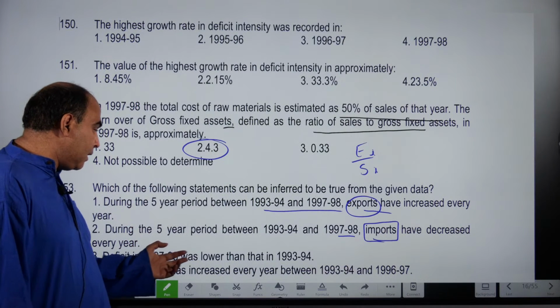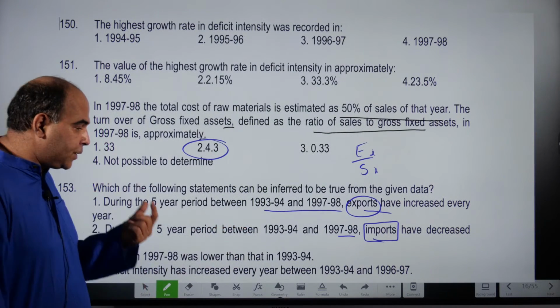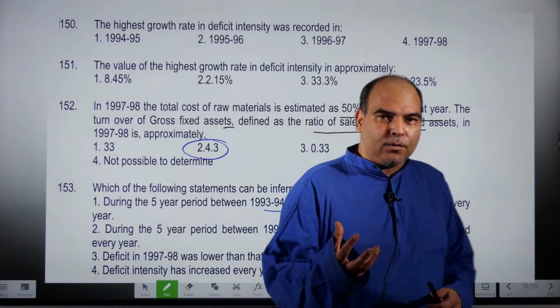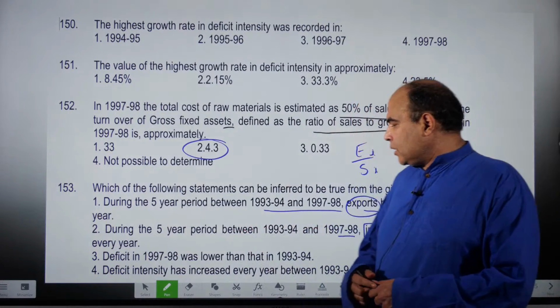Deficit in 97-98 was lower than 93-94. Do you know deficit? Do you know deficit intensity? So you can't answer this question also. Deficit is an absolute value. You can't answer this question. So it has to be 4.